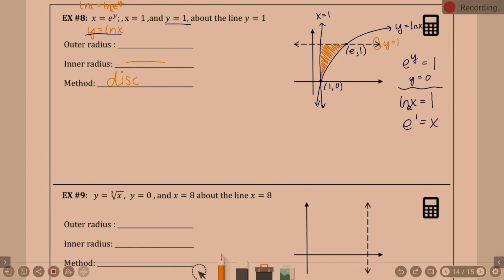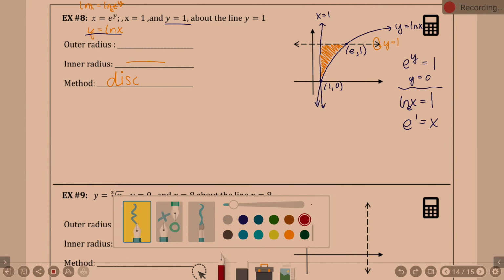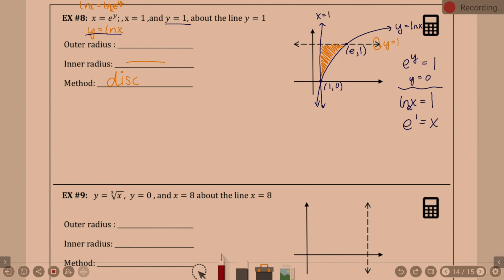Now, let me ask before we go any farther: am I working this problem in terms of x or y? X. And how do I know? It's a horizontal axis I'm rotating about, which is just like the x-axis, right? So we're going to be working this in terms of x. When I work this in terms of x, right here is my r value.